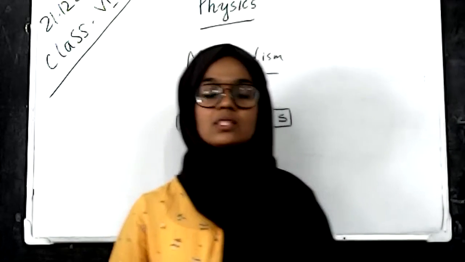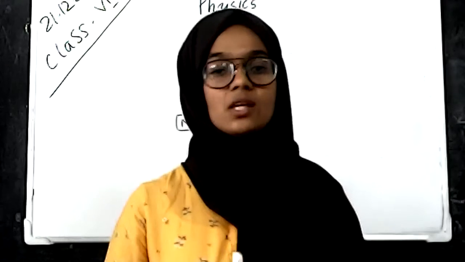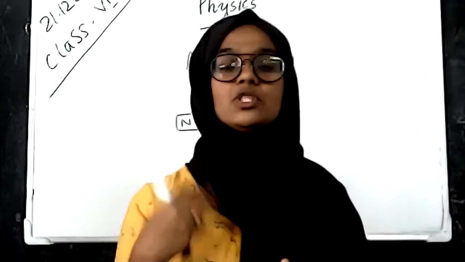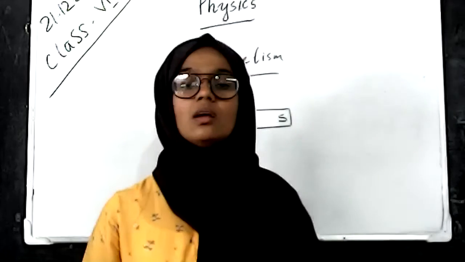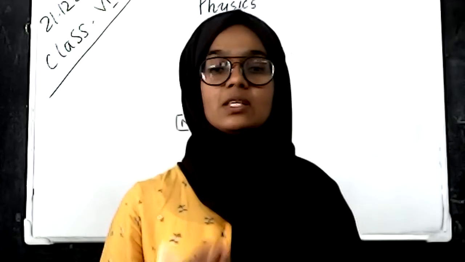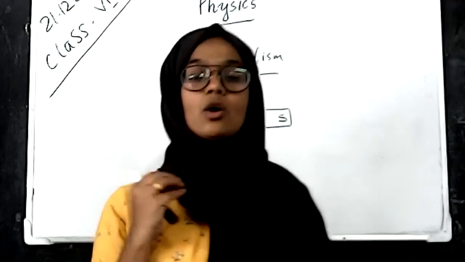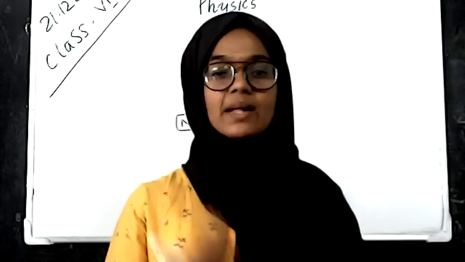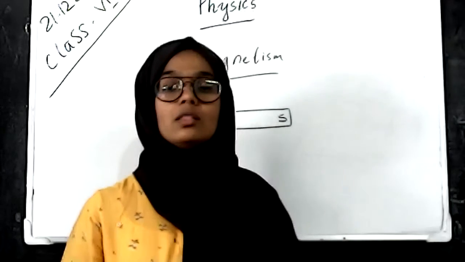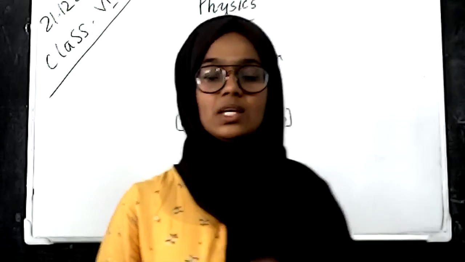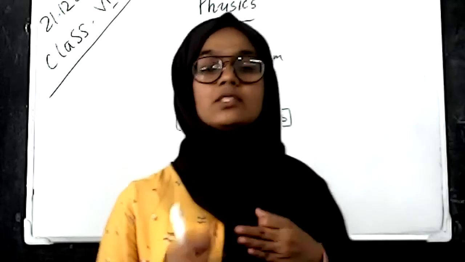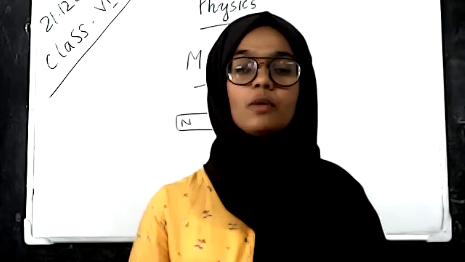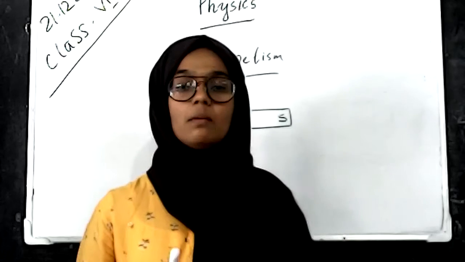Natural magnets are magnets that come from nature, and artificial magnets are magnets that we make artificially. For this we use alnico. Alnico is an alloy that is used for making artificial magnets. In alnico there are aluminium, nickel and cobalt. The mixture of these three is the alnico alloy, and it is used for making artificial magnets.